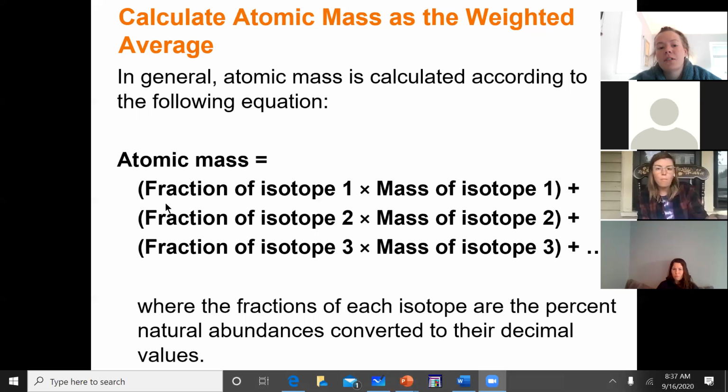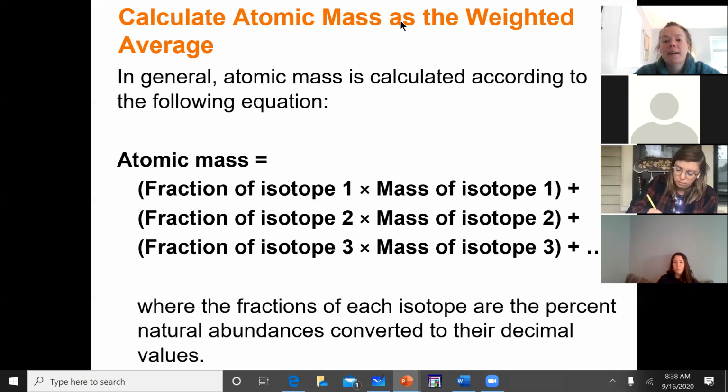So here's the generic equation for it. You take the fraction of the isotope times the mass of the isotope, and you add it to the fraction of isotope 2 times its mass, plus the fraction of isotope 3 times that mass, and so on and so on. If you have 16 natural isotopes, that problem is going to take a really long time, but I would probably only give you something that has 2 or 3 natural isotopes, okay? So go ahead and do this one.